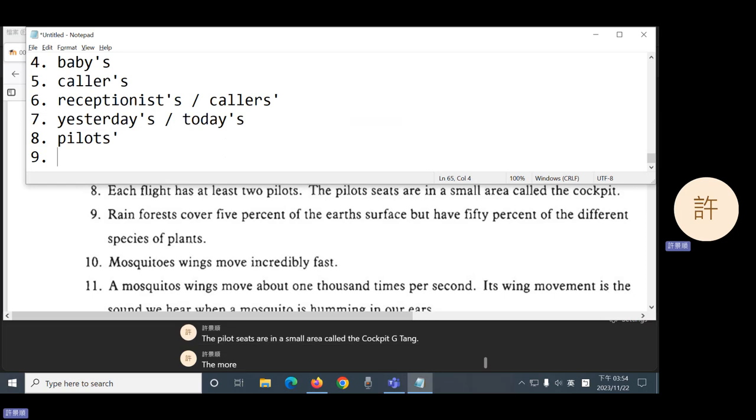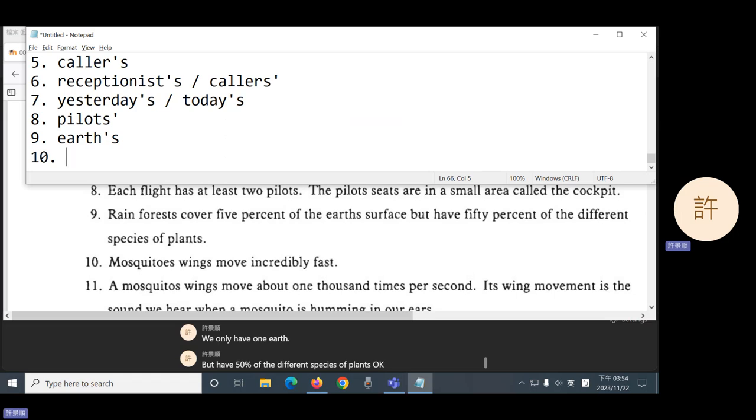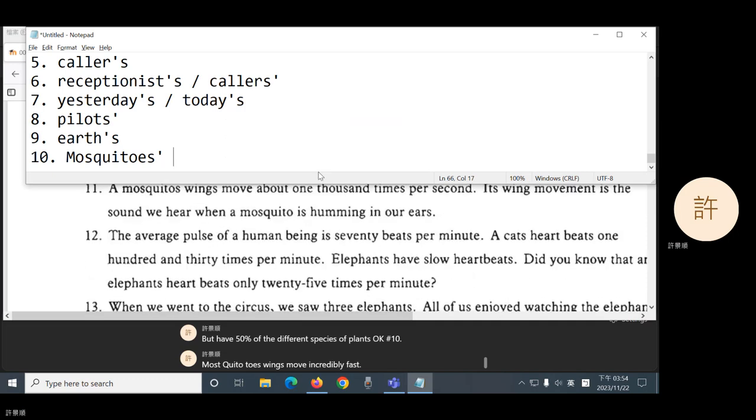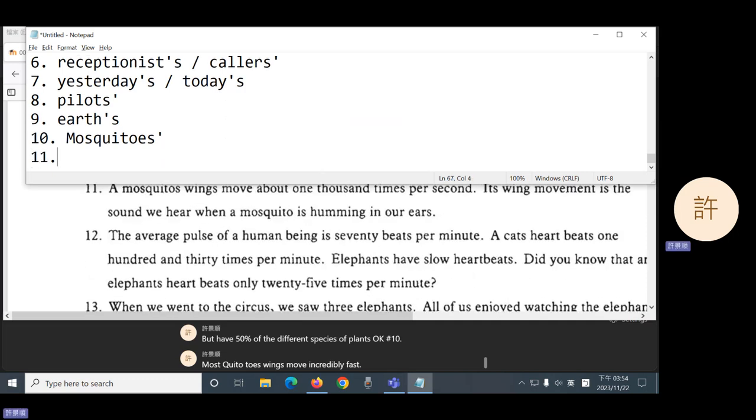Number nine, rainforests cover 5% of the Earth's surface. We only have one Earth. But have 50% of the different species of plants. Okay. Number 10. Mosquitoes' wings move incredibly fast. Number 11. A mosquito's wings move about 1,000 times per second.